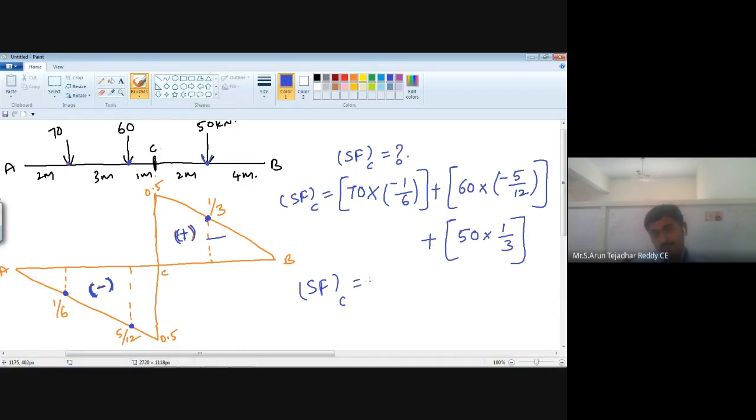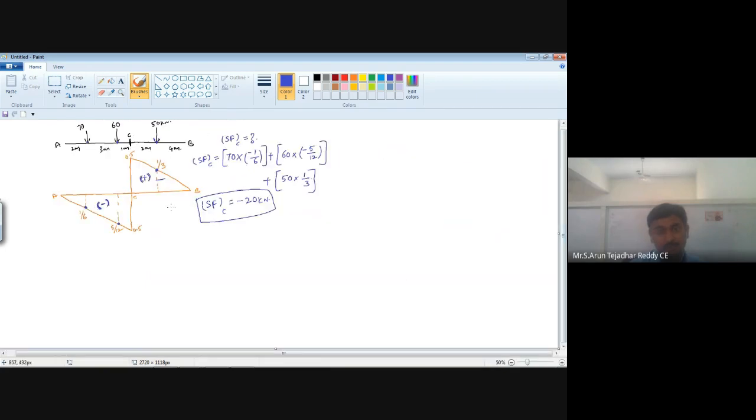This is our shear force at the C. So this is my final value. So all of you take screenshot. This is our first problem. And in the afternoon class, we'll calculate the second problem, shear force at D.